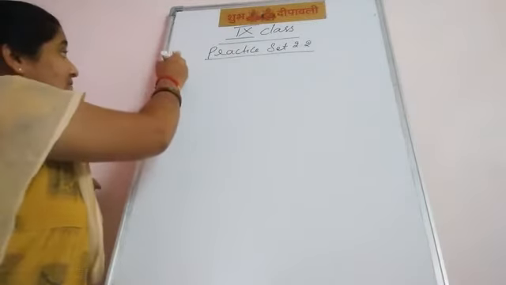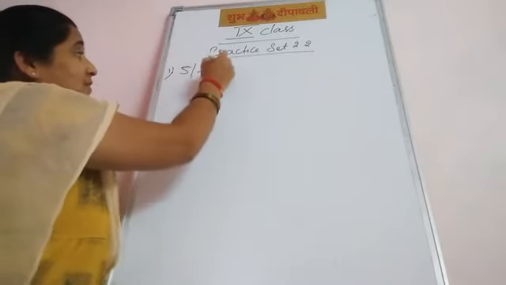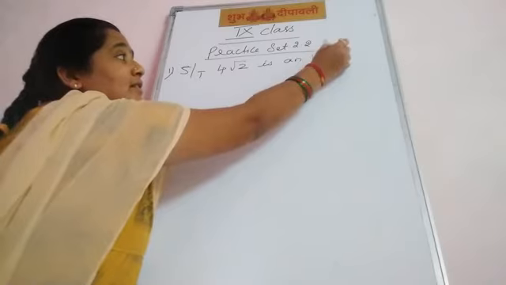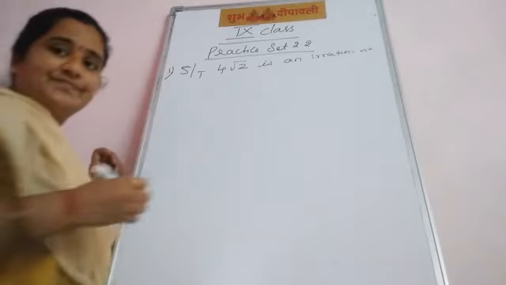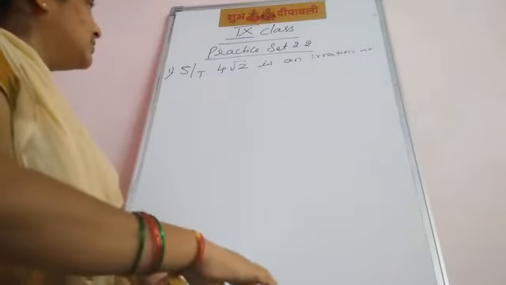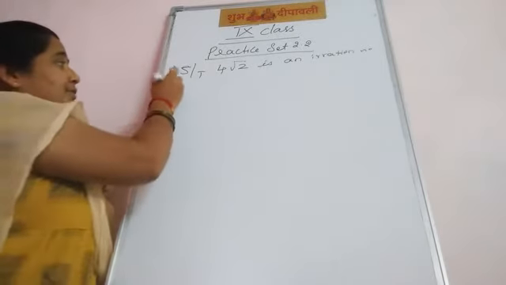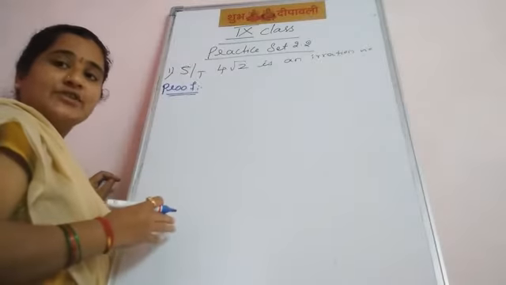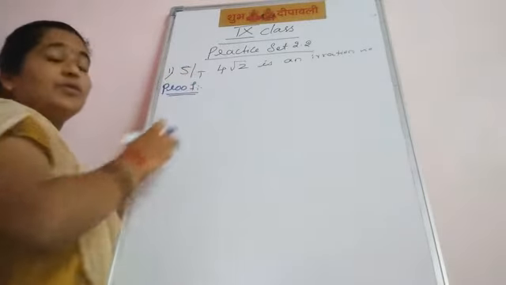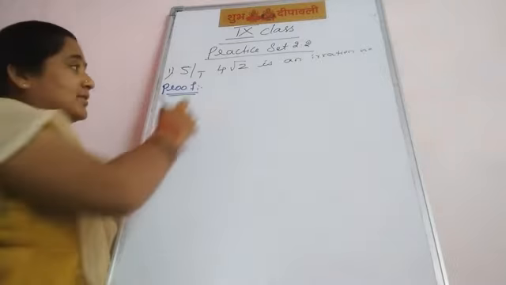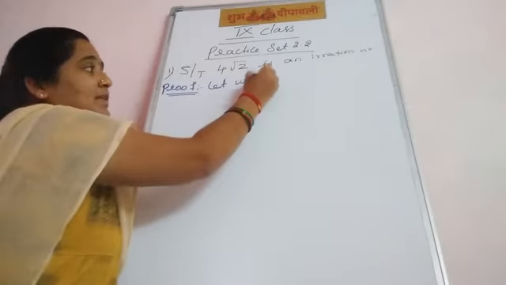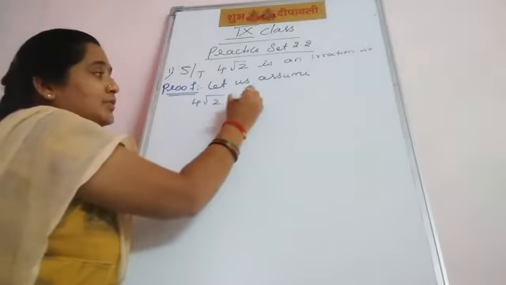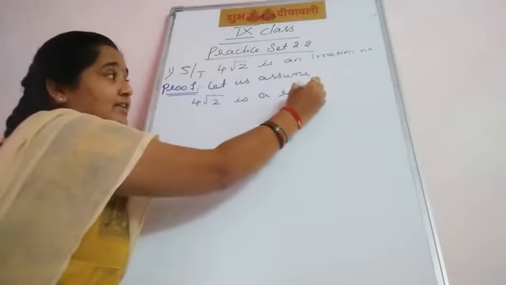First one, show that 4 root 2 is an irrational number. Proof. First, let us assume that the given 4 root 2 is a rational number. Let us assume 4 root 2 is a rational number.